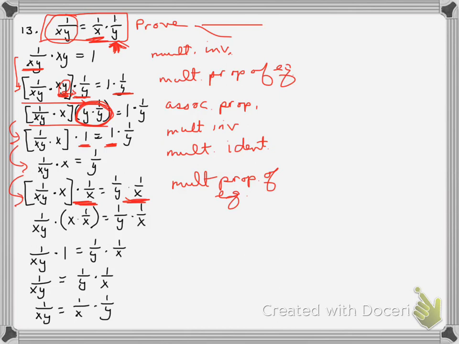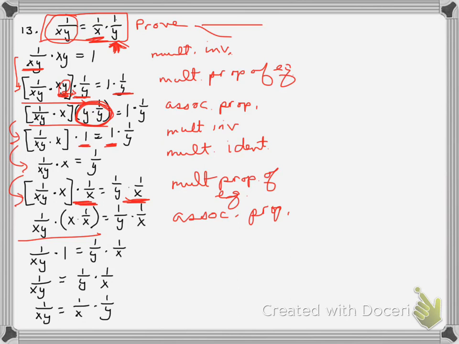Now what do I do in the next step? Notice I have 3 values on the left, 1 over x, y times x times 1 over x. In this step, I have 1 over xy times x times 1 over x. I have not changed the order, but I've changed the parentheses. That is the associative property. Everything on the right side is the same.